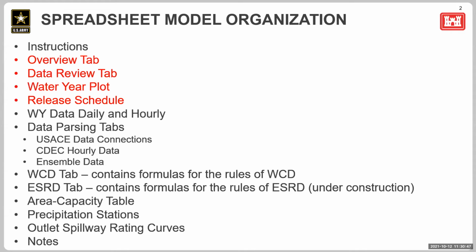So the big four tabs that we deal with on a regular basis are the overview, data review, water year plot, and the release schedule. If everything's working perfectly, you don't need to go into the other worksheets, but if something breaks, you have to go into them.